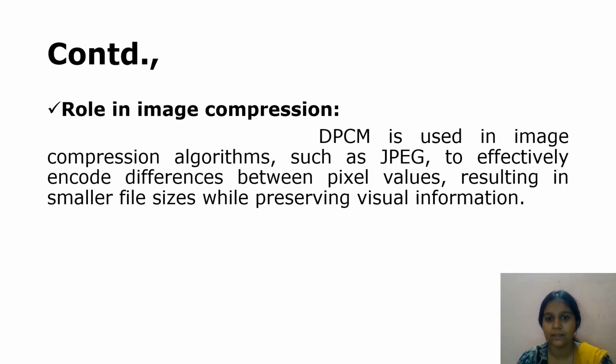Role in image compression. DPCM is used in image compression algorithms such as JPEG. You all know what is meant by JPEG, right? Most of you actually use it. All your phone photos are in JPEG. So DPCM is used in JPEG where the pixel values are compressed but the quality is maintained.